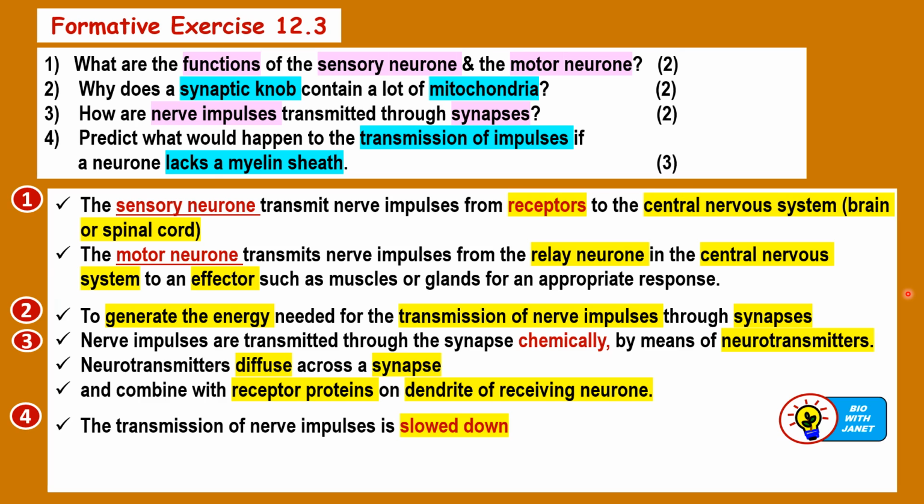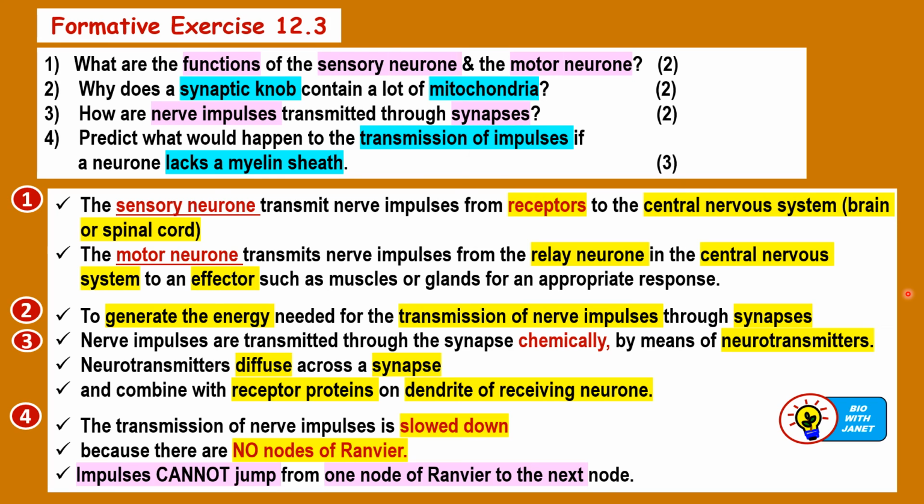This aspect. So the transmission of nerve impulses will be slowed down. Why? Because without a myelin sheath, there will be no nodes of Ranvier, no gaps in between the parts of the myelin sheath. Then the impulses cannot jump from one node of Ranvier to the next node of Ranvier. Thus, the impulses will have to flow all the way through the axon fiber or projection, and that will slow down the transmission of nerve impulses. Okay, so this question is actually testing your knowledge about the function of nodes of Ranvier.